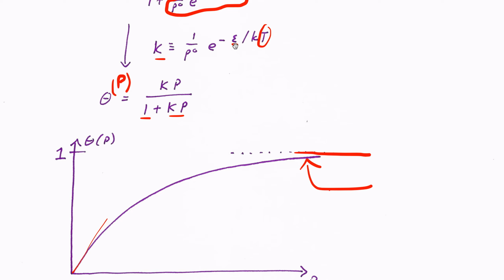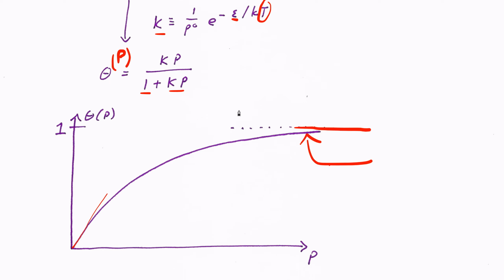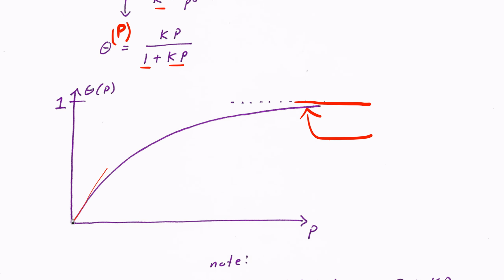The binding energy to the surface is favorable. When the temperature decreases, this exponent gets larger because temperature is in the denominator, so K gets larger. And when K gets larger, this curve is still going to be linear at low pressures and approach 1 at high pressures, but it's going to do that more quickly. So the graph is going to look more like this.